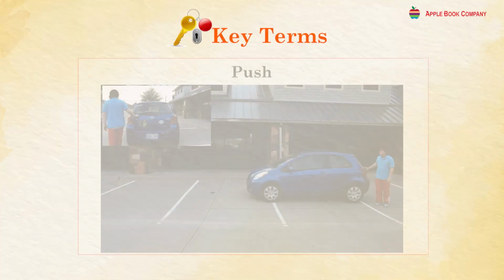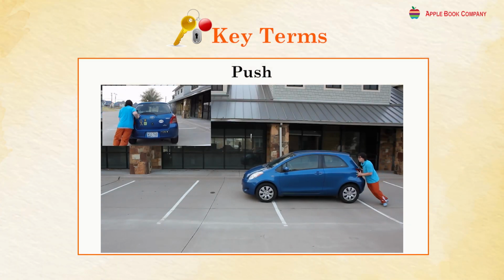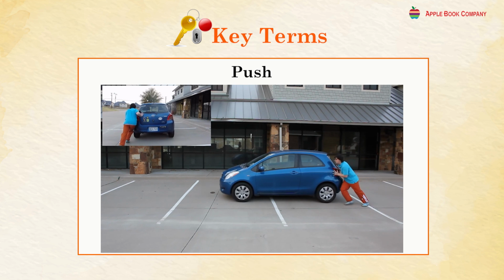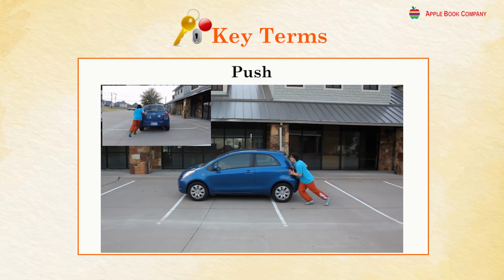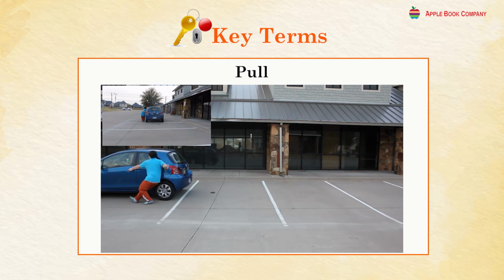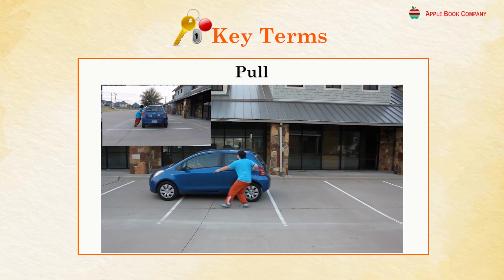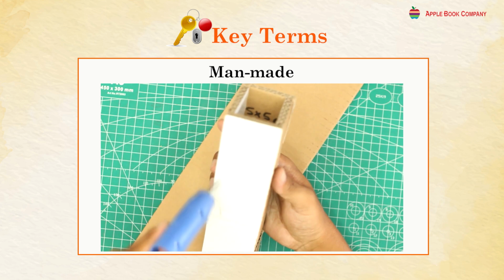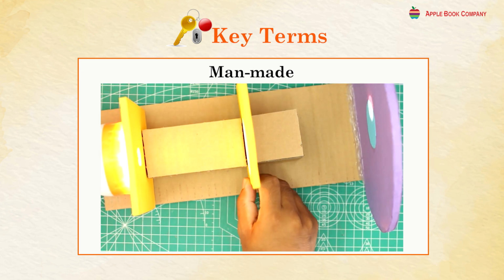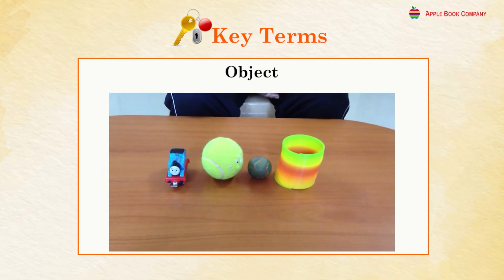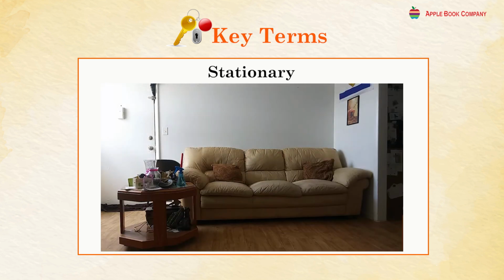Key terms. Push, an action in which you move an object away from yourself. Pull, an action in which you move an object towards yourself. Man-made, things made by man. Object, a thing. Stationary, something which is not moving.